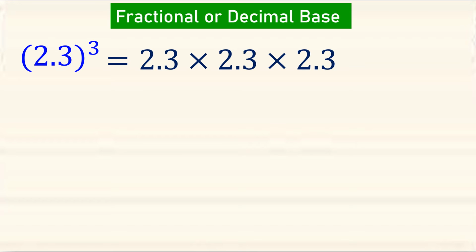Now let us have fractional or decimal base. So if we have 2.3 to the third, the same procedure, we are going to multiply 2.3 three times by itself. So we will be getting 12.167.